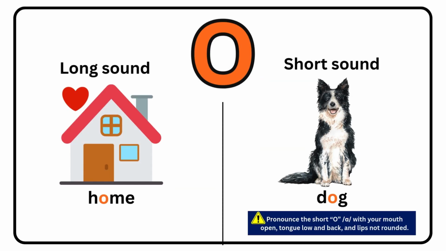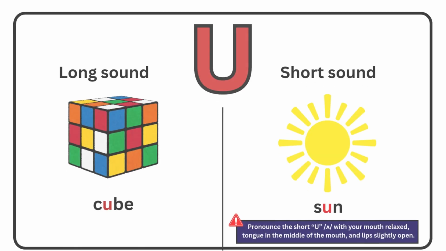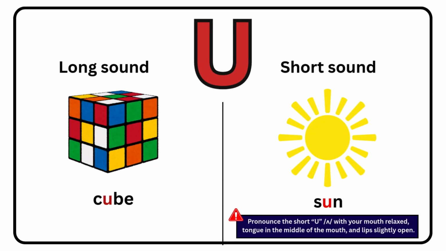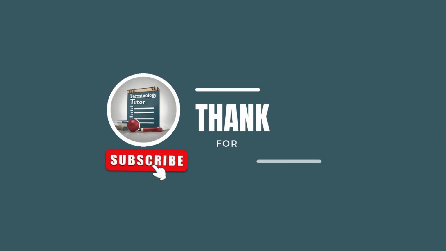O. Long O sounds like "oh" as in home. Short O sounds like "ah" in American English, as in dog. U. Long U sounds like "you" as in cube. Short U sounds like "uh" as in sun.